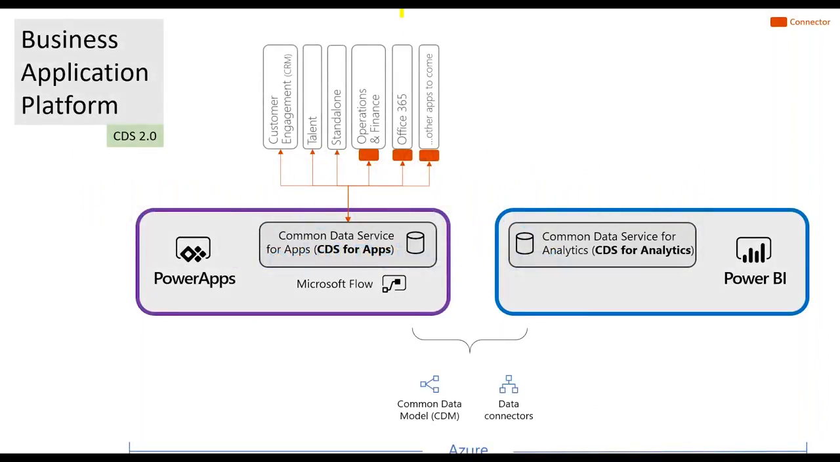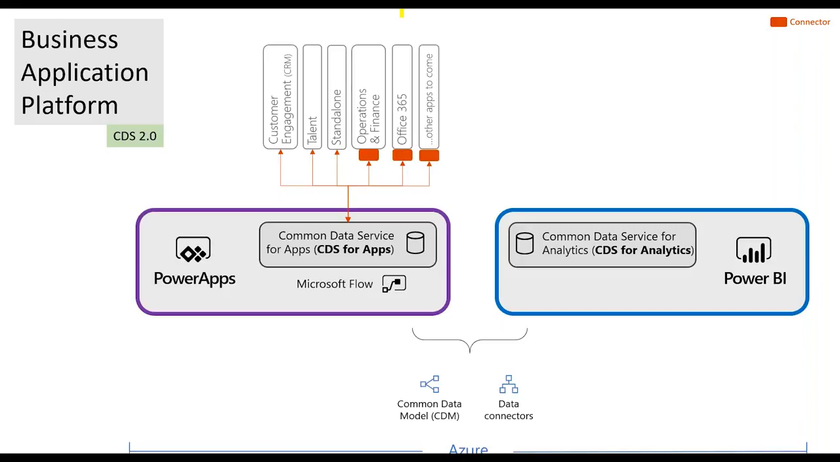And so what that essentially means is that it's kind of like XRM, right? And that there is no connector, and your applications are built directly on the apps. Whereas operations and finance, which used to be called Dynamics AX, it can still integrate with CDS for apps, but it does require a connector.